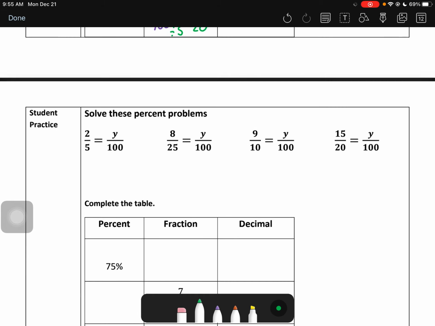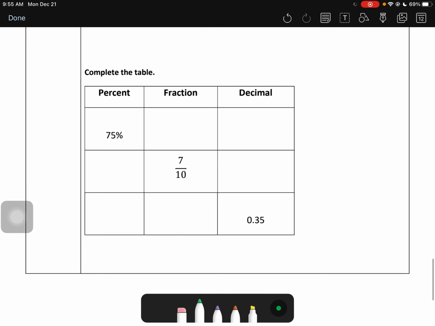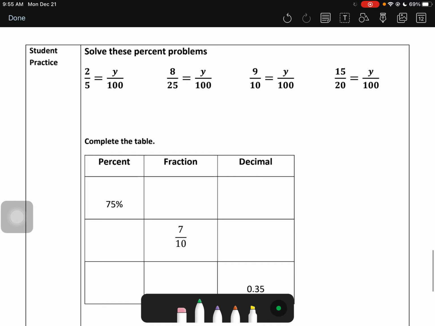Now we'd like you to do some student practice problems, which is solving these percent problems and working on this percent table.